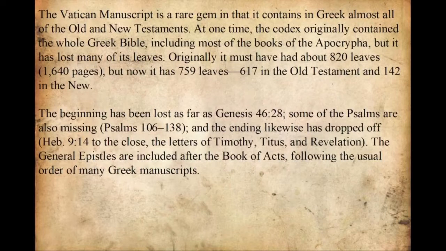The beginning has been lost as far as Genesis 46:28. Some of the Psalms are also missing, 106 through 138. And the ending likewise has dropped off from Hebrews 9:14 to the close, the letters of Timothy, Titus, and Revelation. The general epistles are included after the book of Acts, following the usual order of many Greek manuscripts.